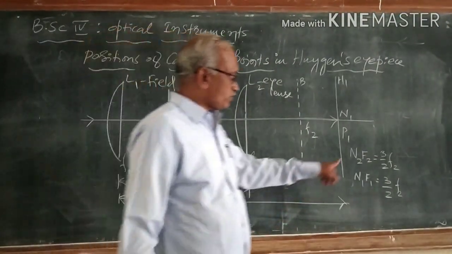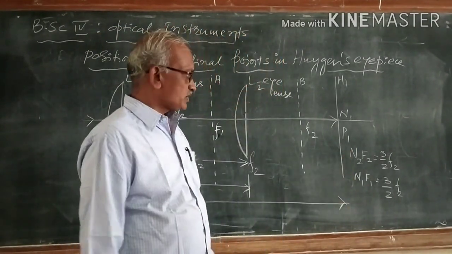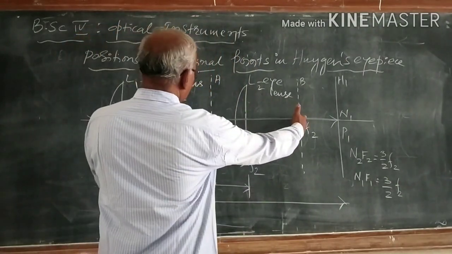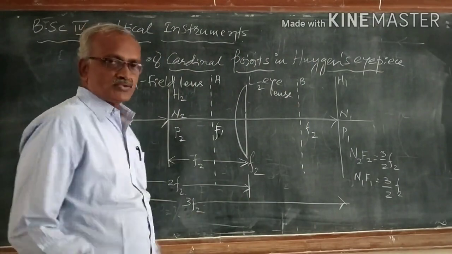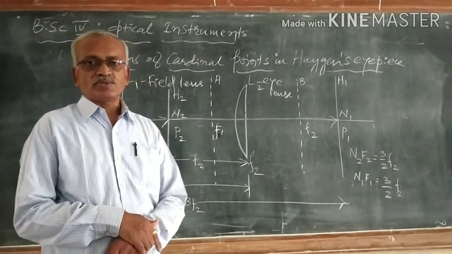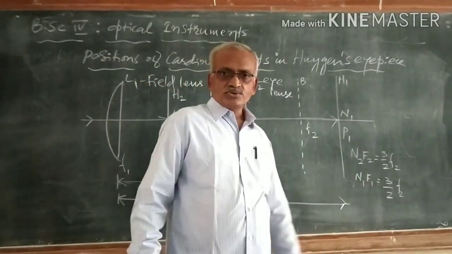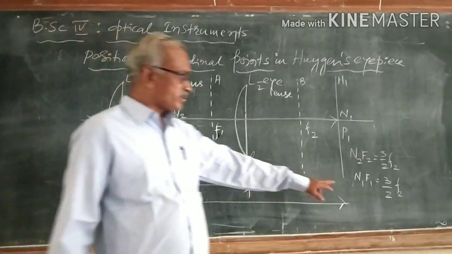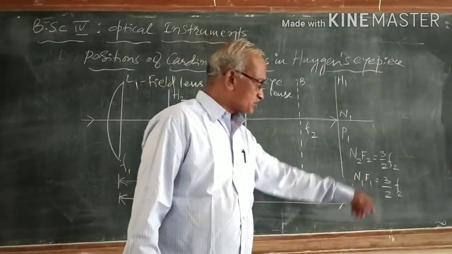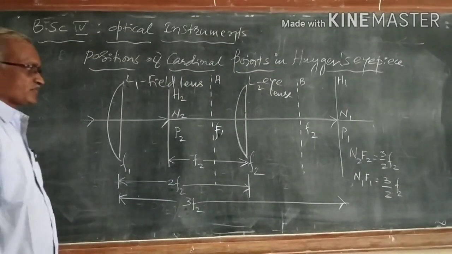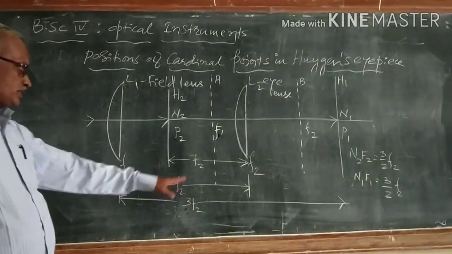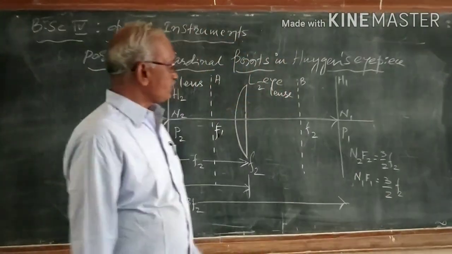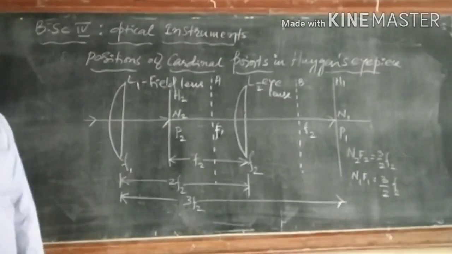And here another two points are there, N2 and F2. What is the distance between N2 and F2? It is the distance between the second nodal point and the second focal point, which should be 3f2 by 2. And this is another one, N1 and F1, the distance between the first nodal point and the first focal point, which is equal to 3 by 2 f. In this way you can find the distances: f2, 2f2, 3f2, 3f2 by 2. If you look at this figure, you come to know the positions of the 6 points.